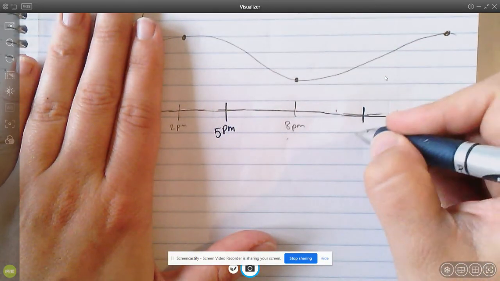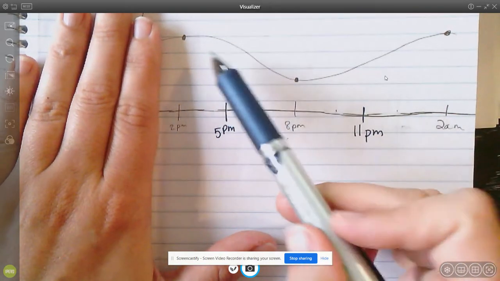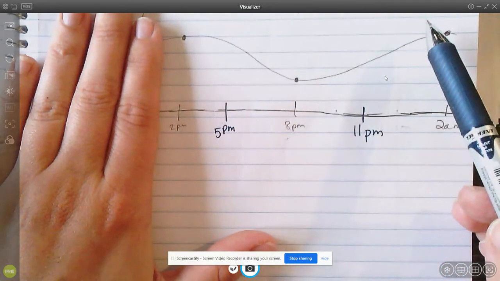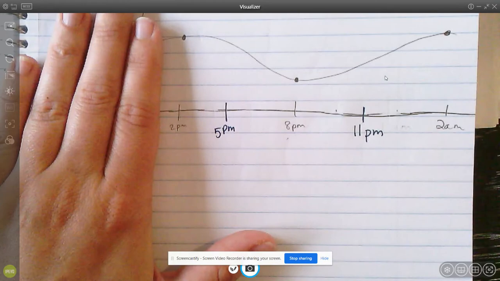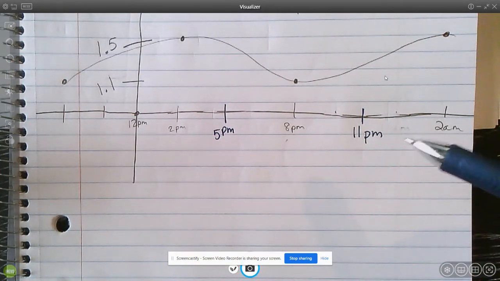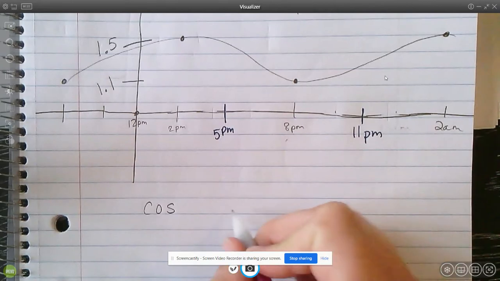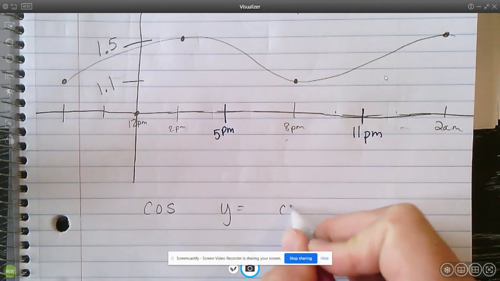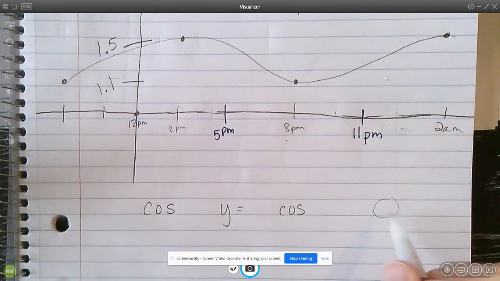And this add 3, this is going to be 11 p.m. So here is one cycle from high to low to high, and we have our 4 dashes in there. Okay, so now let's do cosine first again. So we have cosine. So we will have y equals cosine.